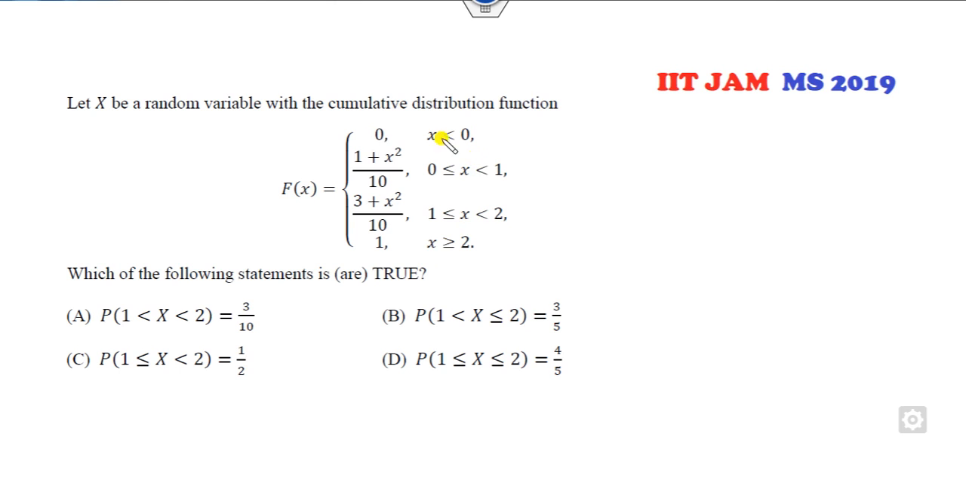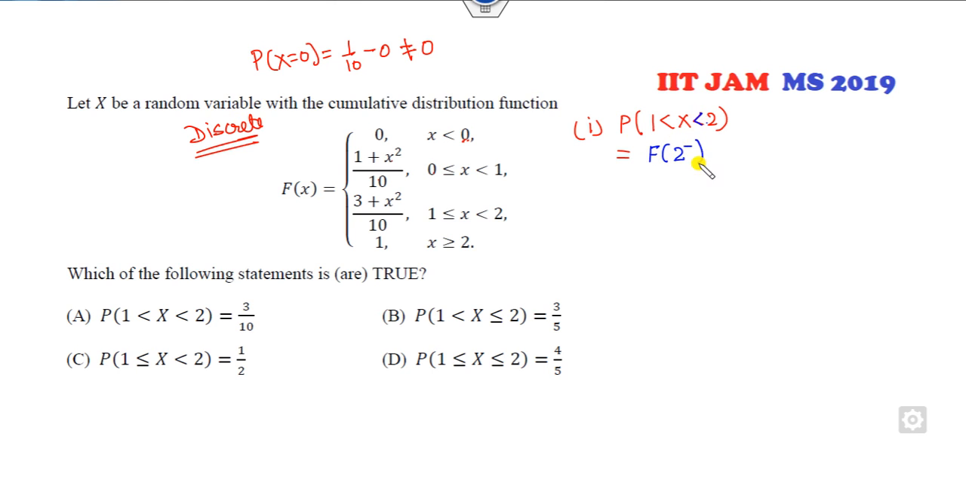Okay, look at this one. Firstly, we can check whether it's discrete or continuous. At the point 0, it is 1 over 10. You can see at x equal to 0, the value is my 1 over 10, 0 negative is 0, so this problem is my discrete problem. Fine. So you can see the first part, how I can write this portion. Now since we need equality at this point, either you can add equality and minus, but since it's discrete, I can say this is my 2 negative minus f of 1.